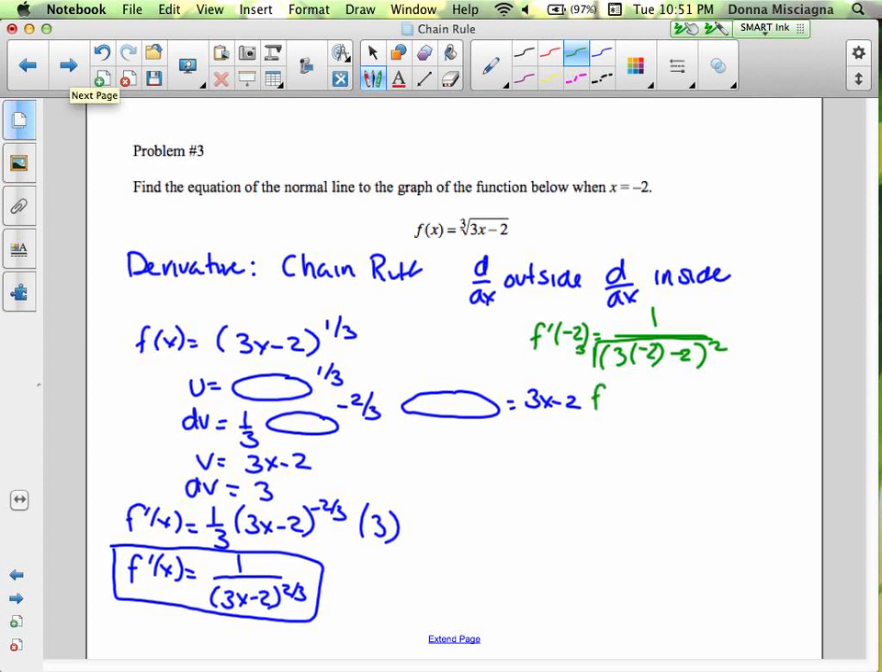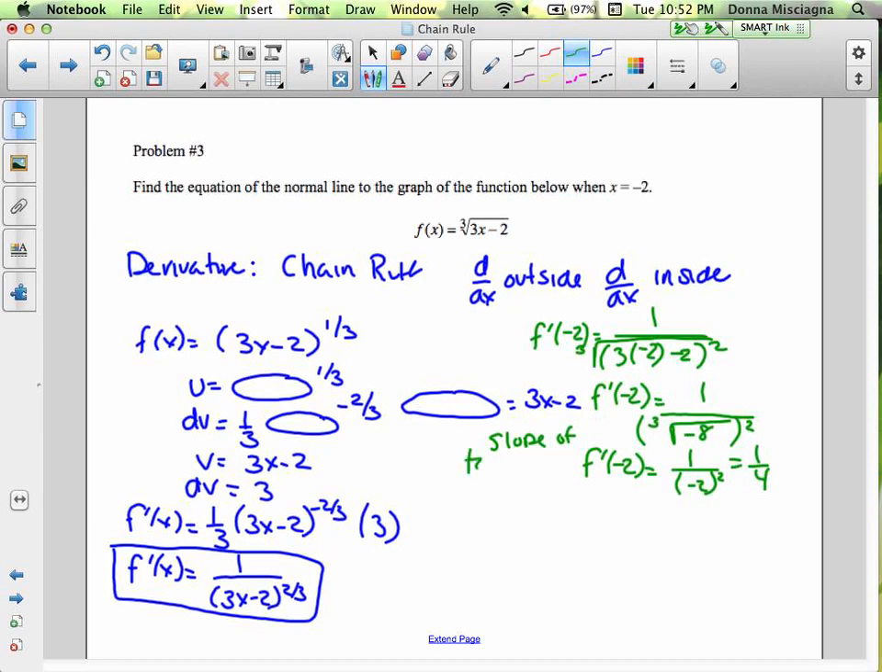So we have f prime of -2 equals 1 divided by, all right, so that's going to be -6 minus 2, that's -8. That's nice. We got a perfect cube. So the cube root of -8, and that whole thing is squared. So f prime of -2 equals 1 divided by -2 squared, and so that's going to be 1/4. All right, so this is the slope of the tangent line.